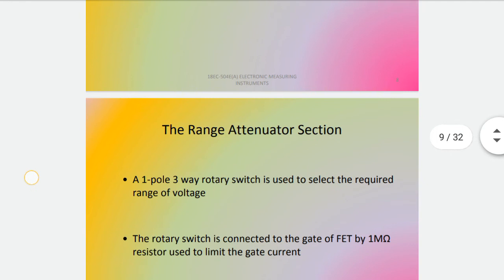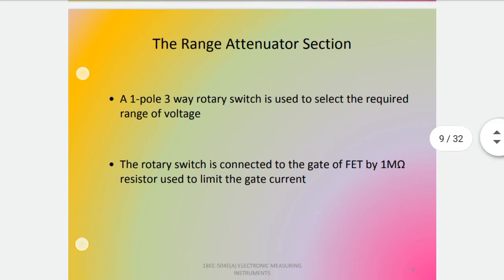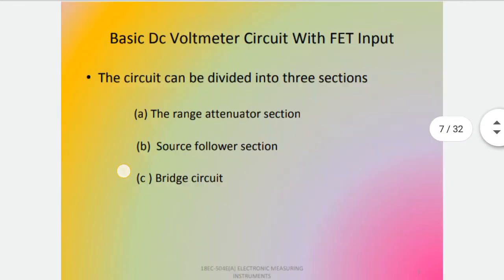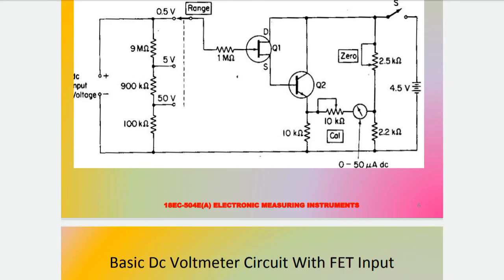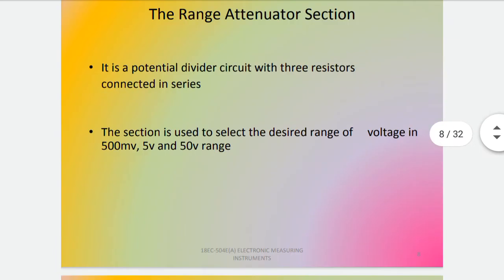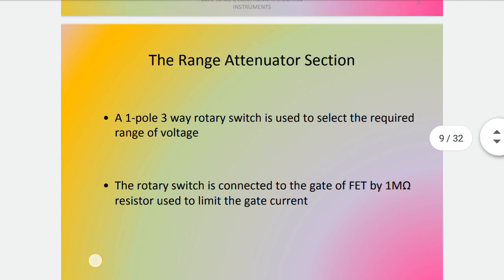The range and attenuator section, which consists of a one pole 3-way rotary switch, is used to select the required range of voltage. You can see in the figure the rotary switch is connected to the gate of the FET by a 1 mega ohm resistor, which is mainly used to limit the current of the circuit, that is the gate current.